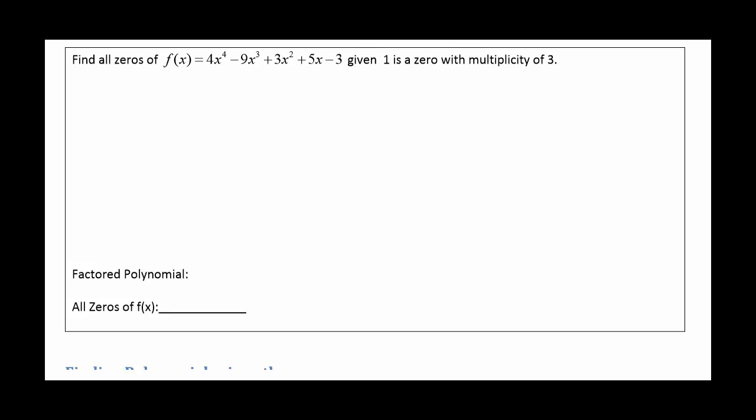Okay, sort of a fun one once we understand one of the vocab words that they're throwing at us. So we're given this 4th degree polynomial, and we're told that 1 is a 0 with a multiplicity of 3. Okay, so multiplicity of 3 simply means that there are 3 roots of the same number. In other words, the factored form has an exponent of 3 attached to it.